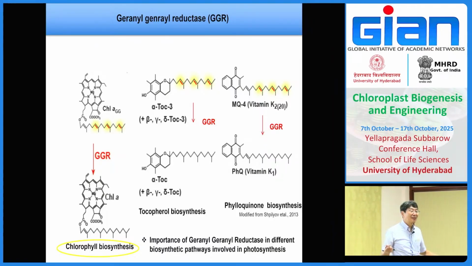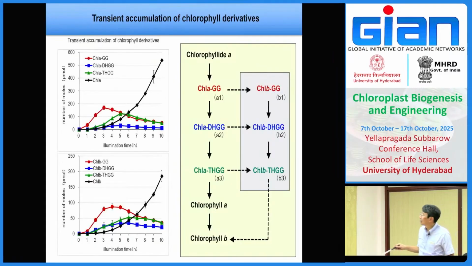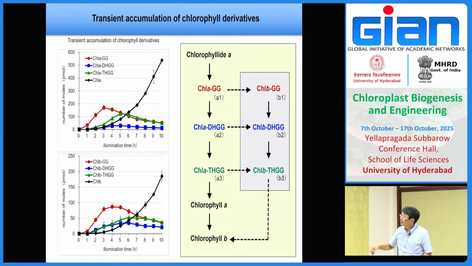Any other questions? Okay. So what are the two pathways involved? You told there are two pathways involved in this chlorophyll A and chlorophyll B cycle. This is one pathway, this is one pathway. The same enzyme? Both ways, this way or that way.